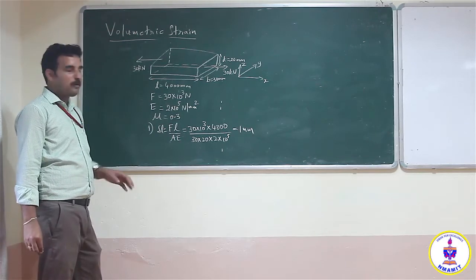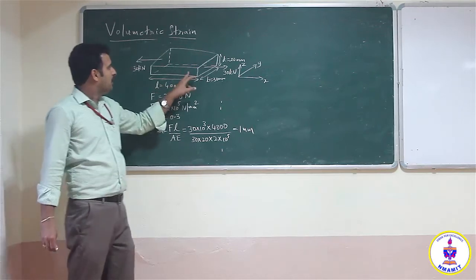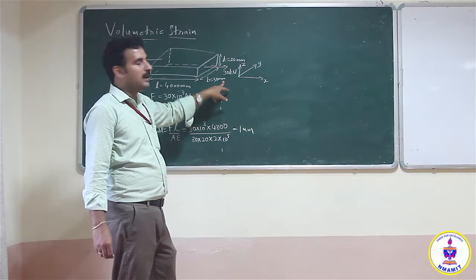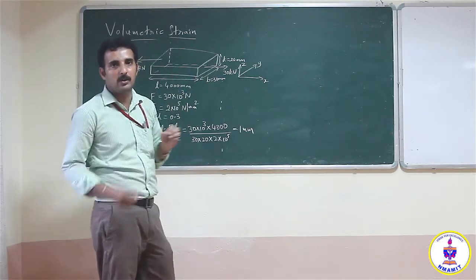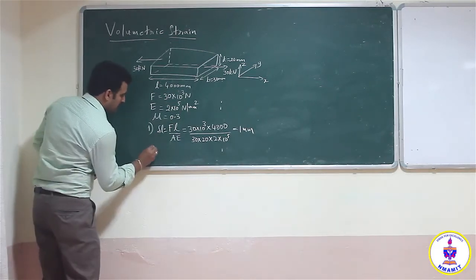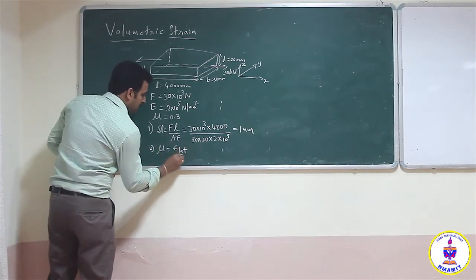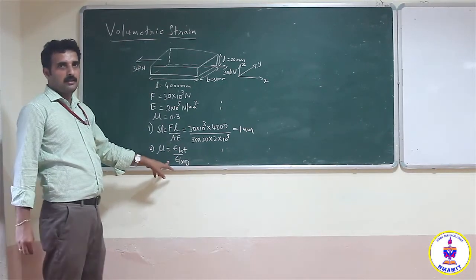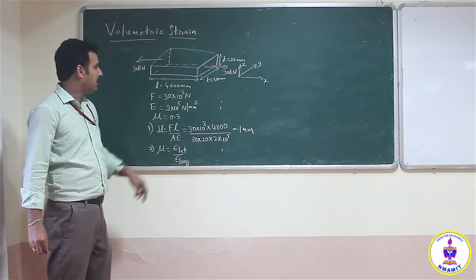Now you have to find out the change in width. If you observe the problem, along the application of the force there is longitudinal strain. In the other two directions there is lateral strain. So width and depth are related to lateral strain. We have to use the relation mu equal to lateral strain by longitudinal strain.